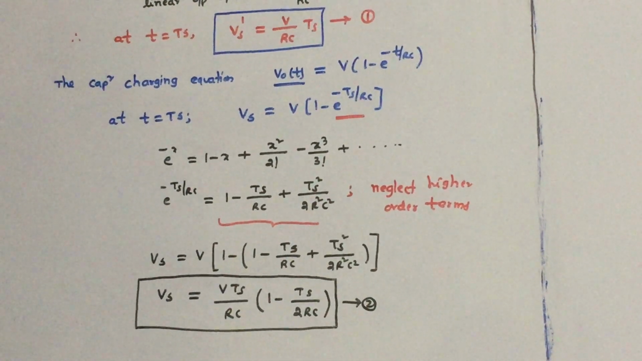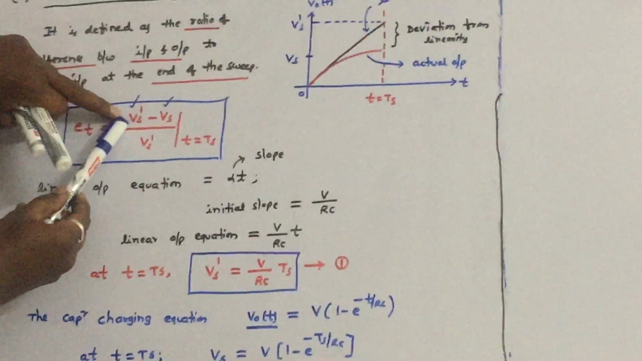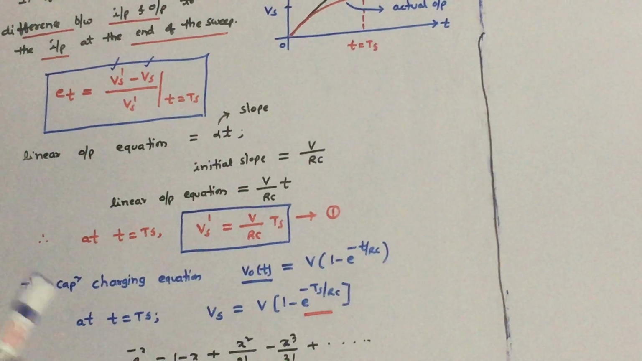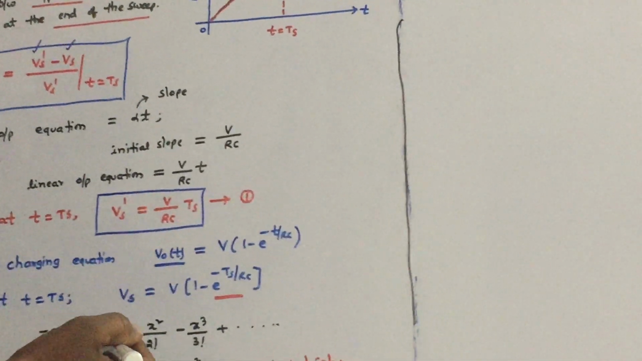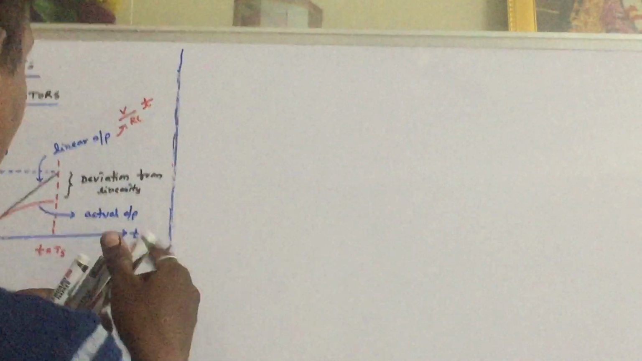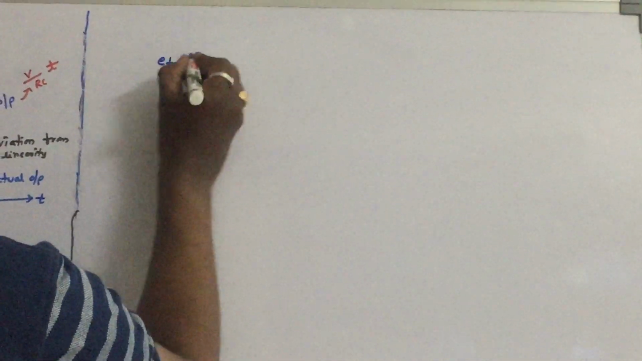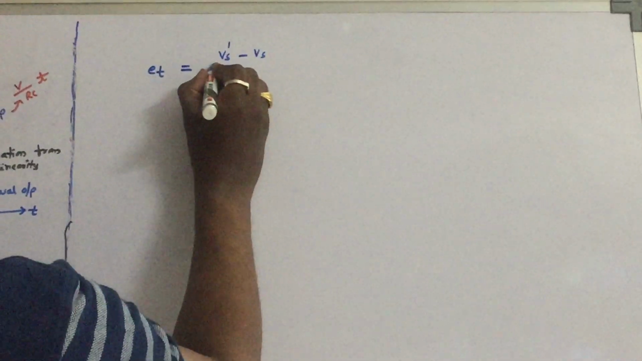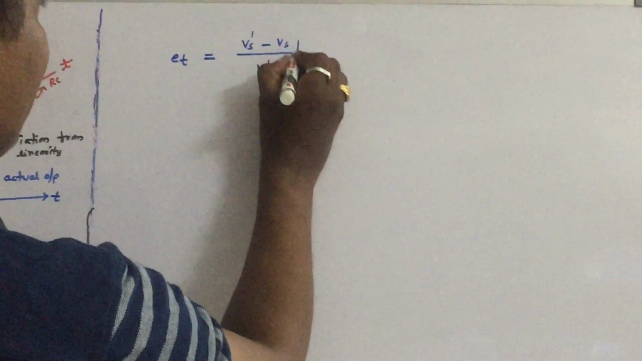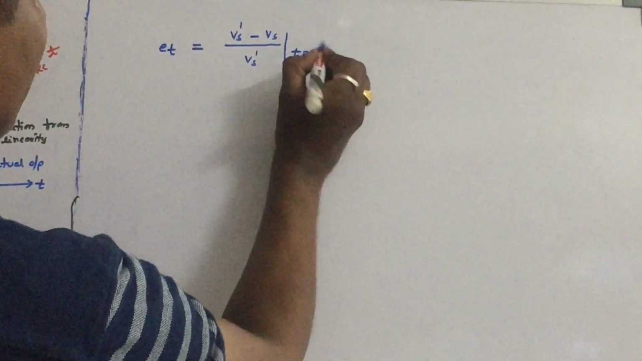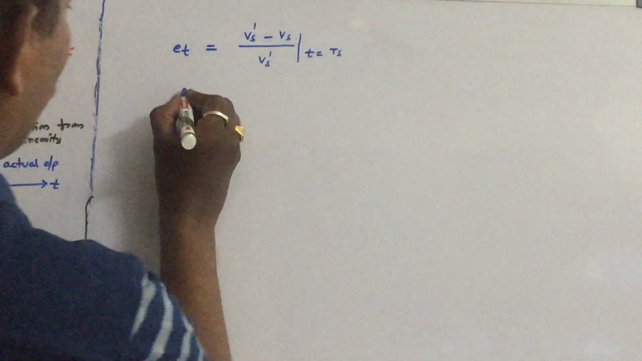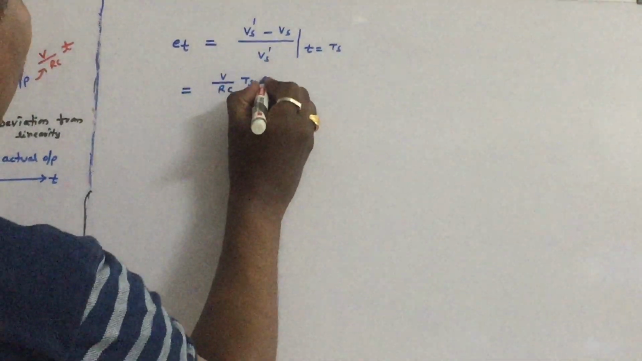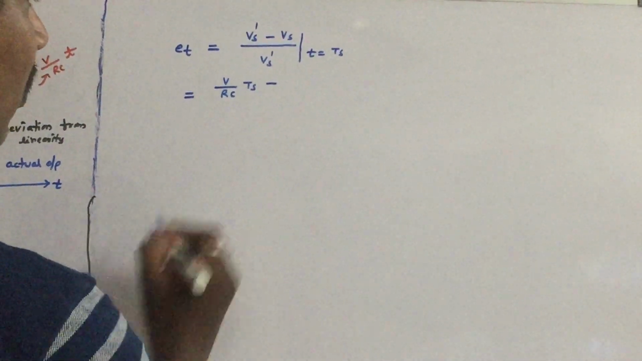So therefore in this equation we have found the actual output voltage. What is Vs? Just substitute in this formula, and you get the answer for transmission error. So let us substitute. Et is equal to, what is the formula, Vs dash minus Vs by Vs dash, at t is equal to Ts. So let us substitute what is Vs dash: V by RC into Ts. That is the amplitude of the linear output voltage.